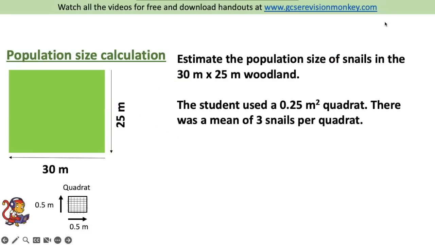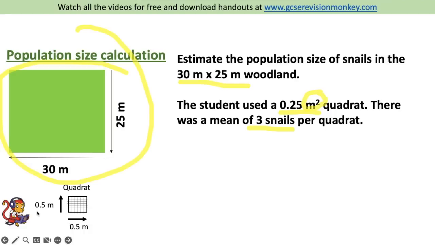10% of biology paper 2 is going to be calculations. So this is a calculation which is linked to a required practical, so I just wanted to go over this one. It's about estimating population size. So the question says, estimate the population size of snails in the 30 metres by 25 metre woodland. That's represented over here. And the student used a 0.25 metres squared quadrat, and there were a mean of 3 snails per quadrat. So just bear in mind, the quadrat, if it's got metres squared, that's already the area. You don't have to do anything with that, it's already the area.